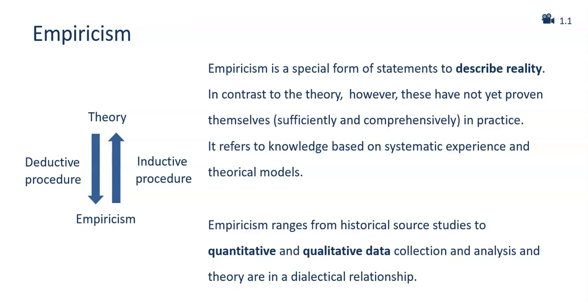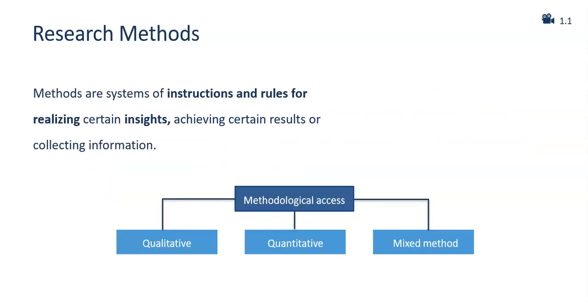Besides theory and empiricism, the third relevant component of empirical social research is the research method. Research methods are a kind of instruction or rule that guide the empirical gain of knowledge. A distinction is made between various methodological approaches, especially the qualitative, the quantitative, and the mixed methods approach. As you will see in video 3, the qualitative approach is often characterized by an inductive procedure, while the quantitative approach is characterized rather by a deductive procedure.